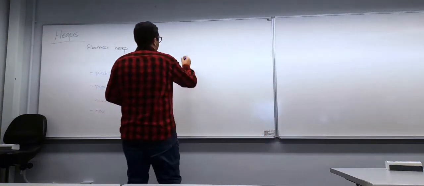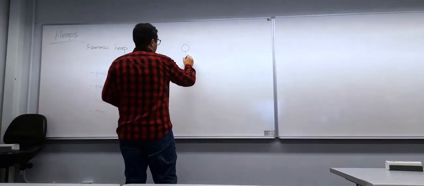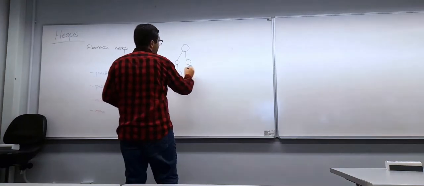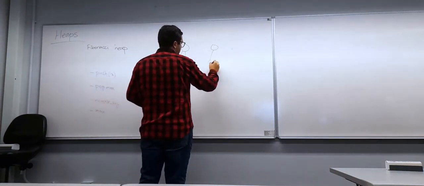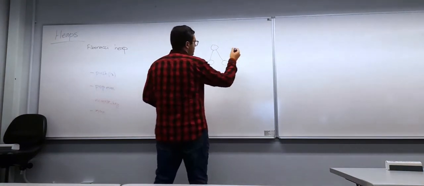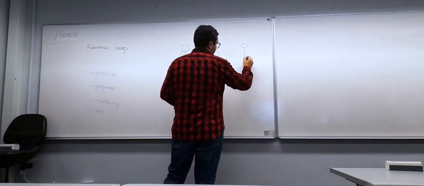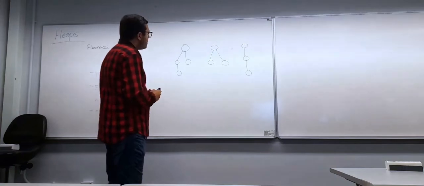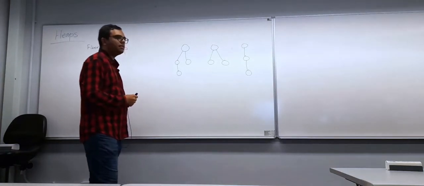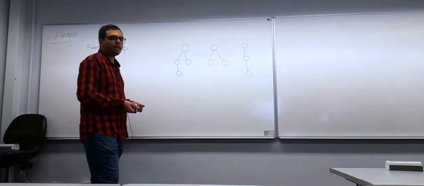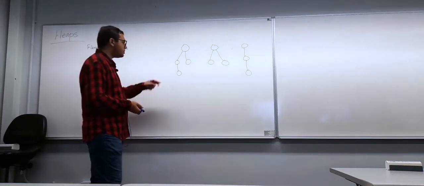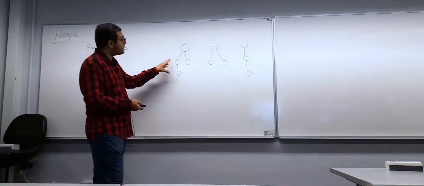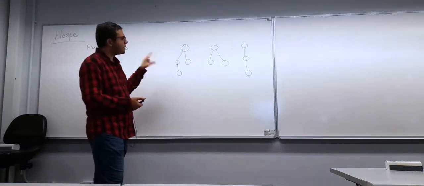So I have a bunch of trees. Again, they're not necessarily binomial trees. So I can have maybe something like this. Or maybe I can have something like this. Right? But I want them to have different degrees. So how do I make sure that they have different degrees? And of course, each one of these trees has to satisfy the heap property.